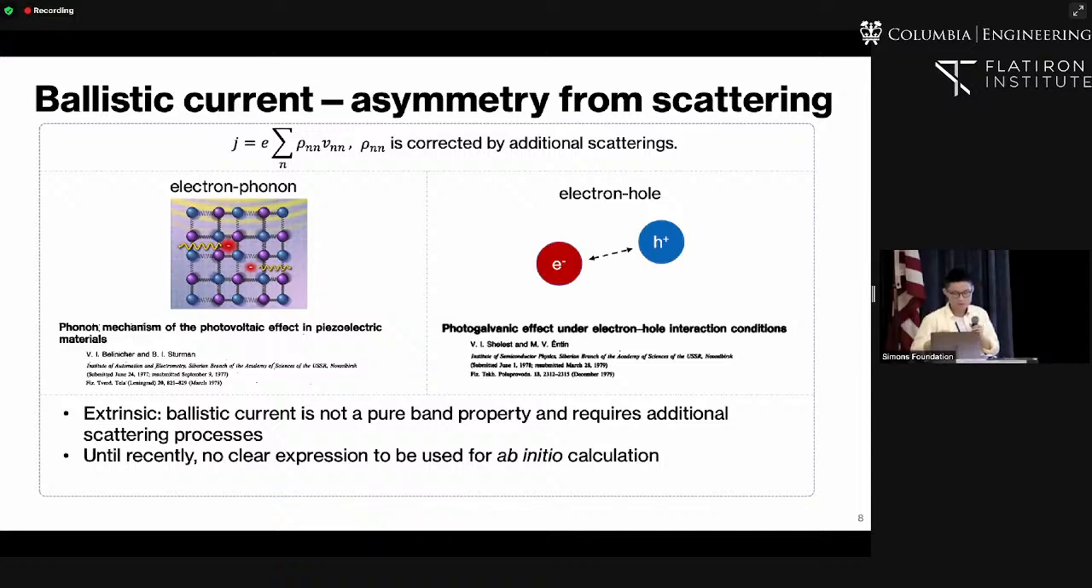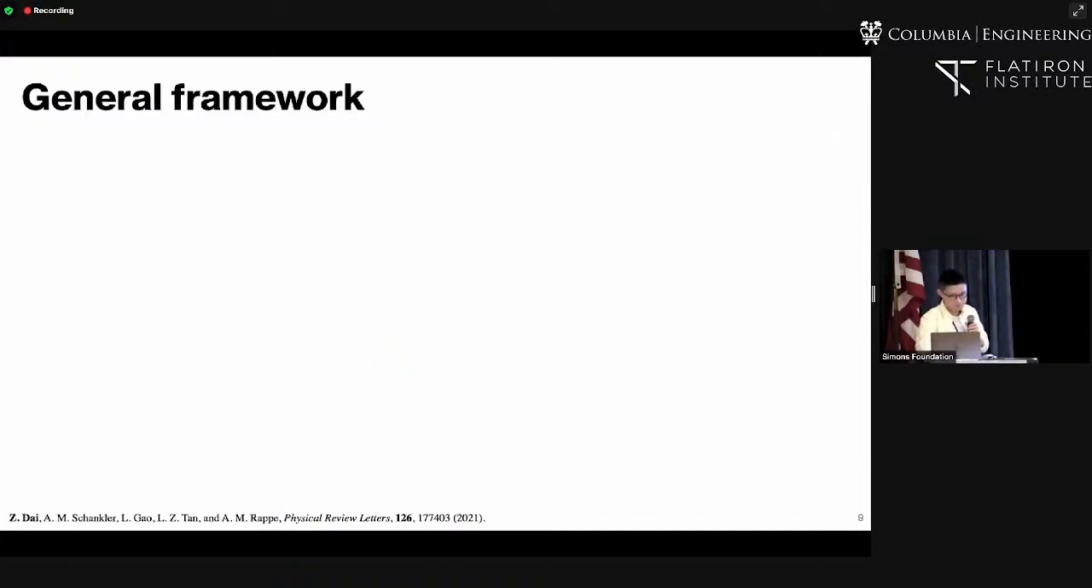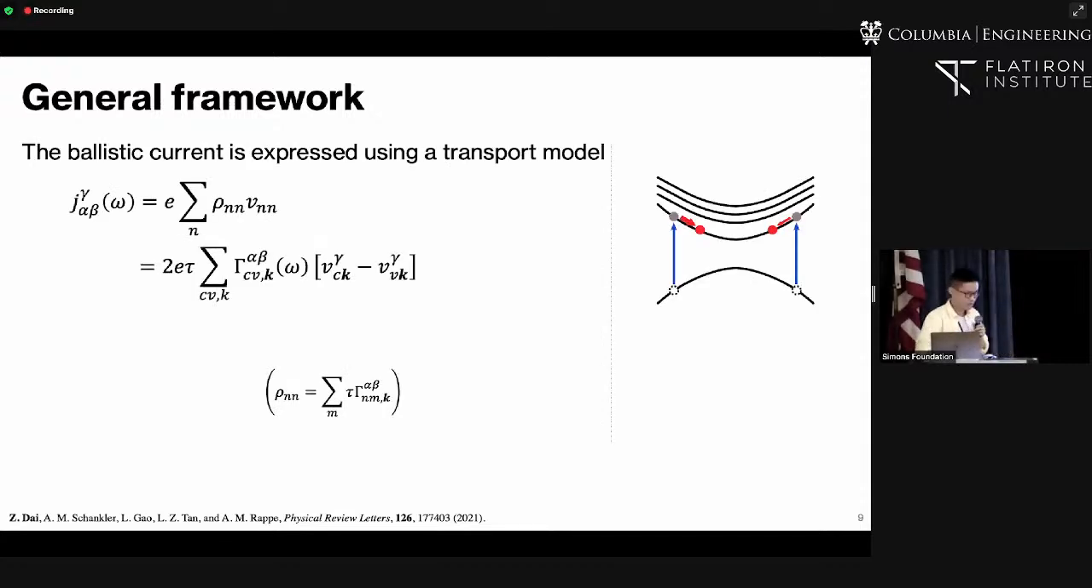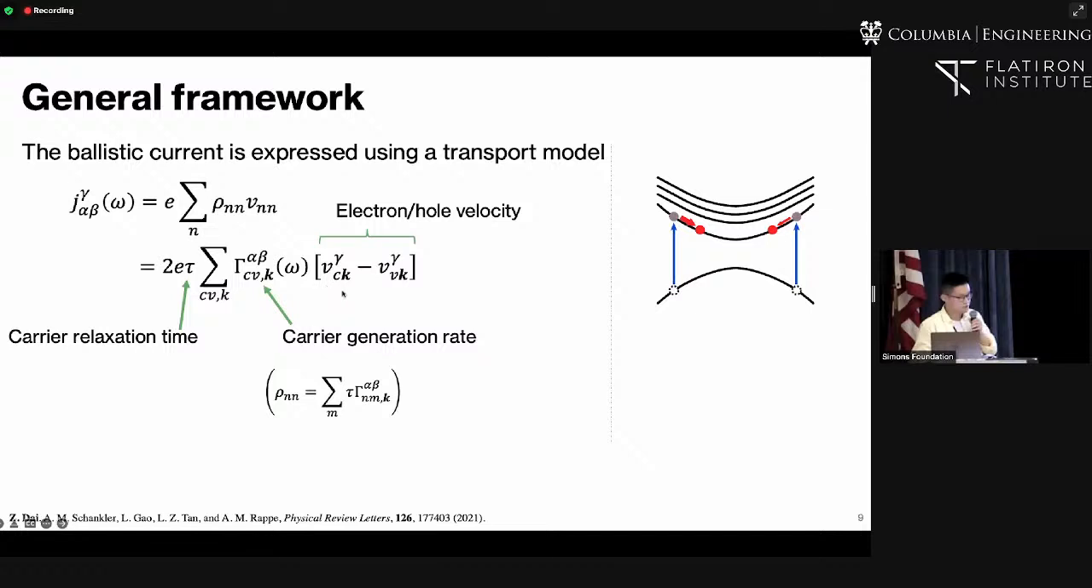And then we will do some numerical calculations for real materials. So that's the goal. To do that, we have to have some theoretical framework, and we first rewrite the expression slightly so that the physical meaning of the current is more manifest. Basically, we rewrite the distribution function, the diagonal part of the density operator, as the product of the carrier generation rate multiplied by the momentum relaxation time. And we also make the band indices and the crystal momentum explicit.